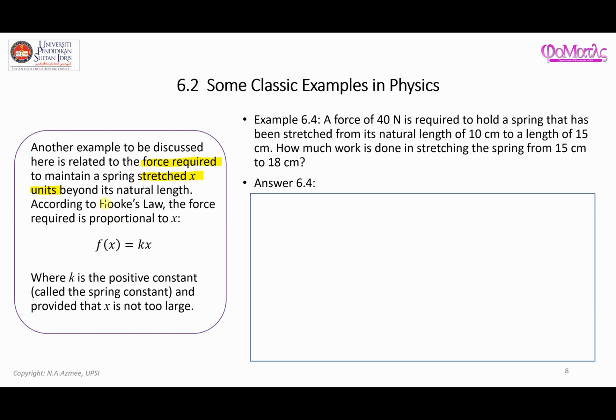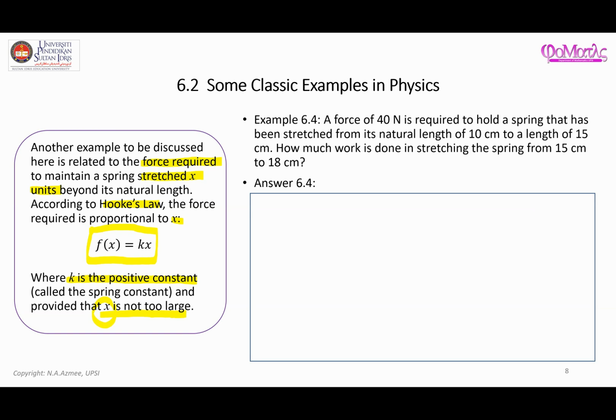According to Hooke's law, the force required is proportional to the units stretched beyond the natural length, represented by x. It is actually a simple function that depends on x, and this function is equal to kx. Here k is a positive constant called the spring constant. This function is applicable provided that x is not too large. So what is x? x is the unit that is stretched beyond the natural length.